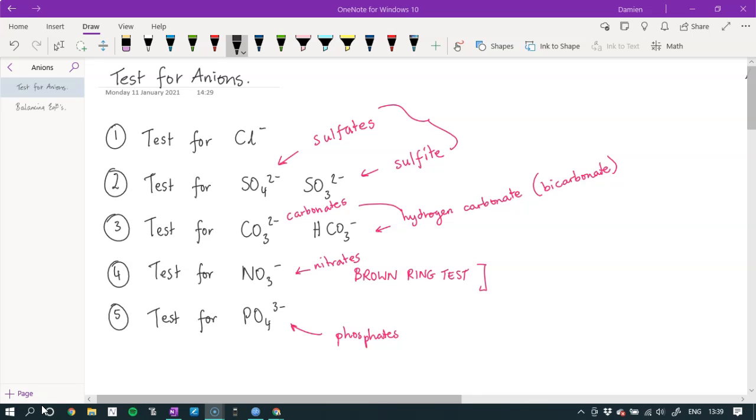Okay, so this next chapter is on our test for anions. I have summarized the 5 tests for anions that you're going to have on the Leaving Cert paper. You can see them all listed there. The first is the test for chloride ions.